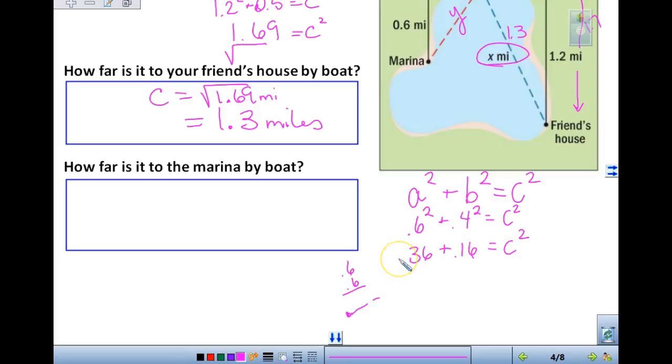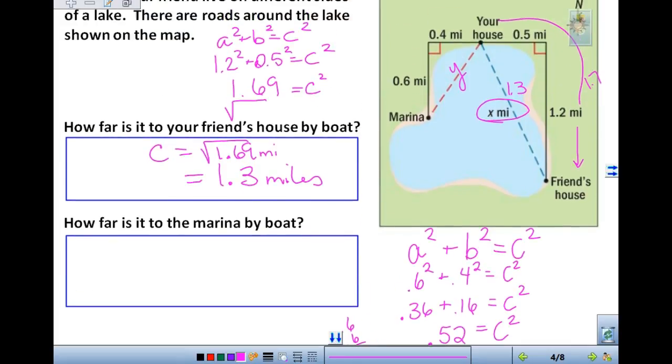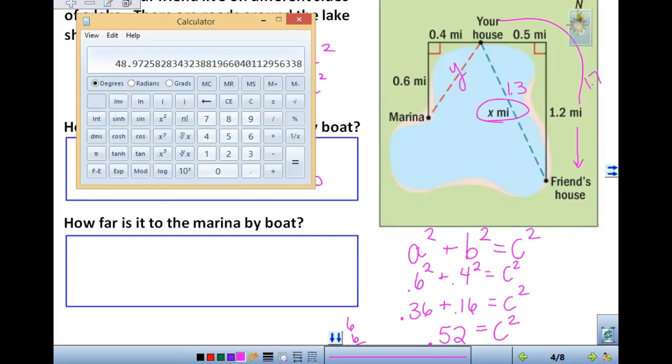So we're going to add those two together. 0.36 plus 0.136 gives us 0.52. That's C squared. And we're trying to say which two things multiplied together give us 0.52. On your calculator, it has to be more than 0.6, right? So I take my calculator and put in the square root of 0.52, and I get 0.72. Does that make sense?